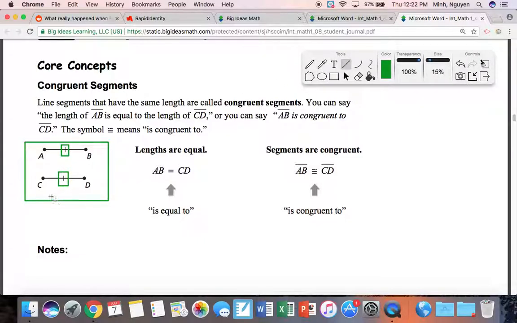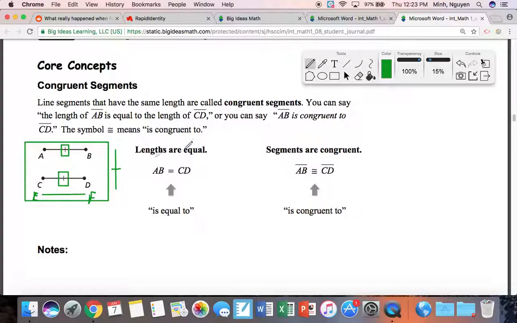If I drew a third line like this, but I did not mark it with that, so it's A, B, C, D, E, F. Here you could say AB is congruent to CD, which is fair. Now EF looks congruent, but it might be a smidgen longer or a smidgen shorter. If you don't have the symbol, then you cannot say that they are the same. However, if I mark it with this symbol, then now I can say all three of these segments are congruent.